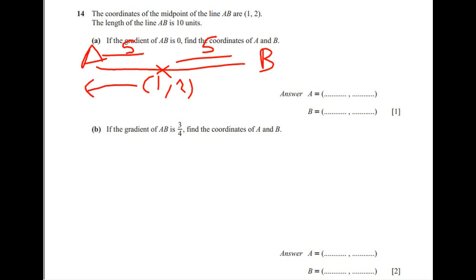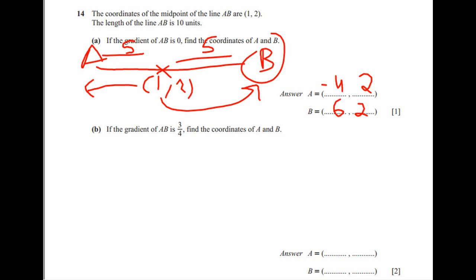Go left from this coordinate, 5 units to the left. So the y-coordinate won't change. The x-coordinate will be 1 minus 5, which is minus 4. And for this point again, move 5 units to the right. So this will be 6, 2.